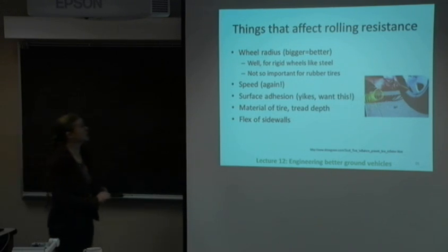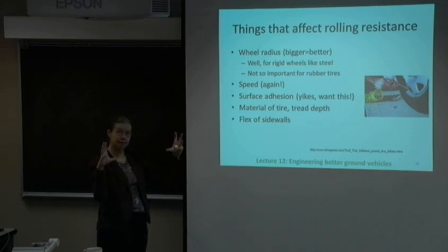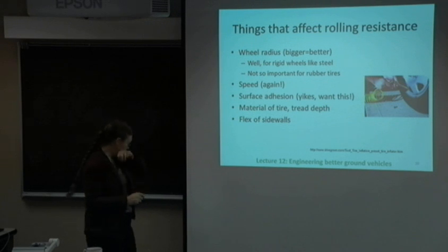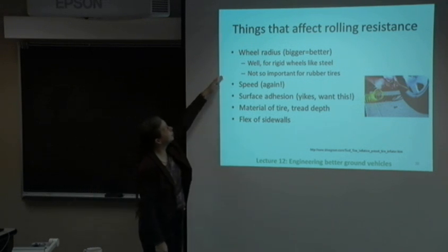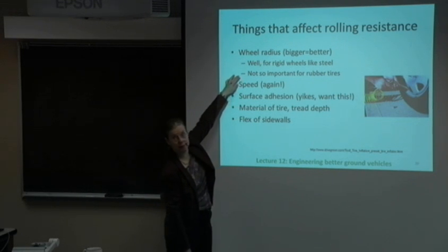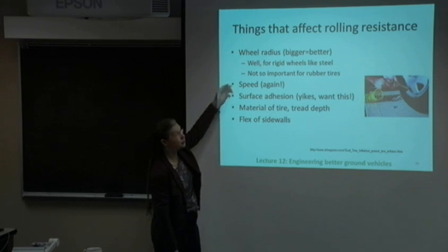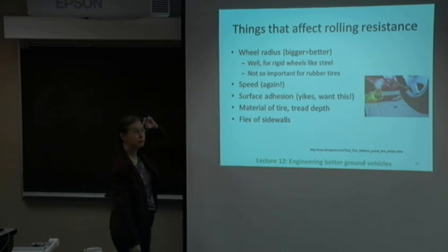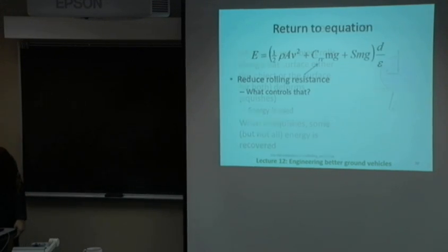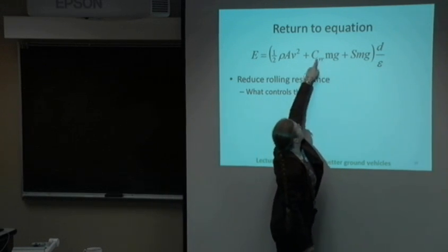Things that affect the rolling resistance: it turns out if you use simple equations, the bigger the wheel is, the better the rolling resistance. Well, at least for rigid wheels, like steel wheels on a train, so bigger wheels are better. It turns out that for car tires, it's not that big an effect. Speed, again. We said the rolling resistance doesn't depend on speed, but that coefficient CRR, right? We don't see velocity in this equation, but this depends on your velocity.